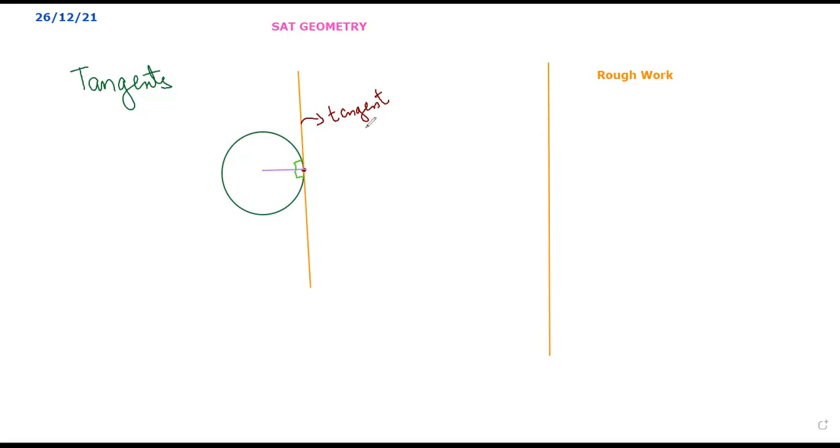So now what if I have, now I'll draw two tangents. One tangent from here. Yeah. And the other tangent like this.